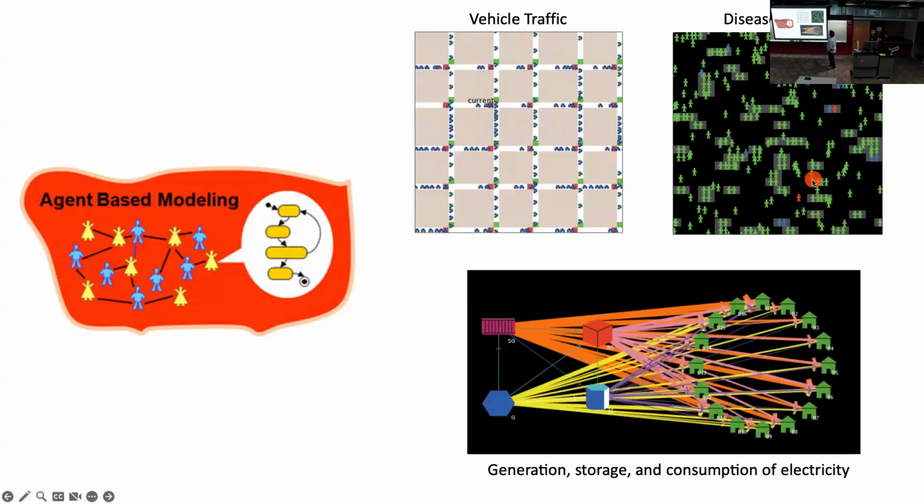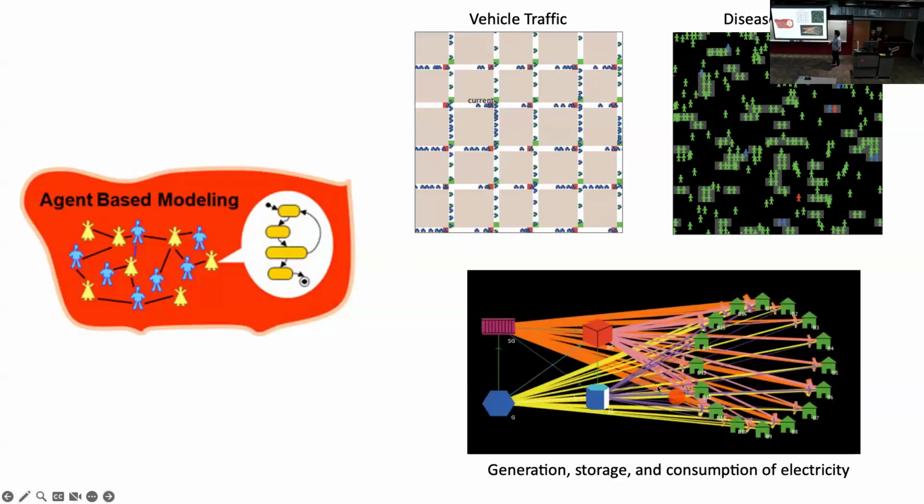You can have disease spread. So you can have individuals that are moving around randomly, and ask under what conditions, like quarantine conditions, et cetera, do I get the least amount of disease spread? Or things don't have to be moving around. You can simulate networks. So you've got generation, storage, and distribution of power.